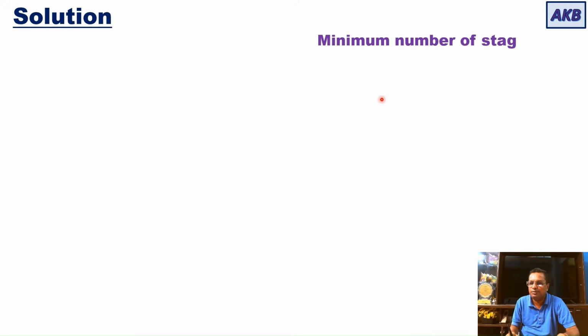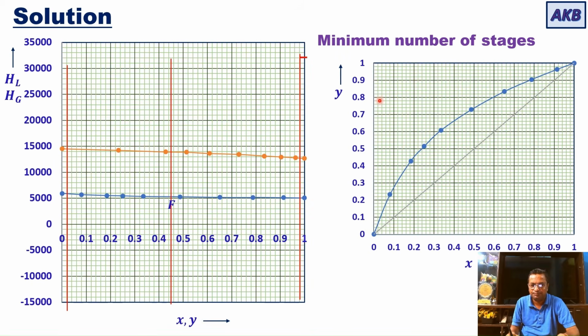Now let us find the minimum number of stages. For that, again, we will need the two plots, that is the enthalpy concentration diagram and then the distribution diagram.